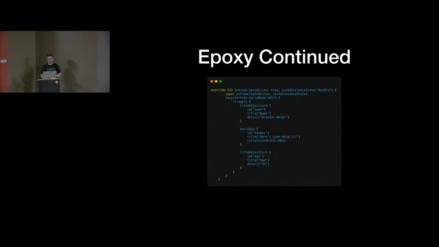So if I wanted to put something in between that basic row and the age card, like a location card, I can just slam one in there and it works. I don't have to do a bunch of changes with like, okay, what index am I in now? What should I render here for this index? It's exactly what you see.